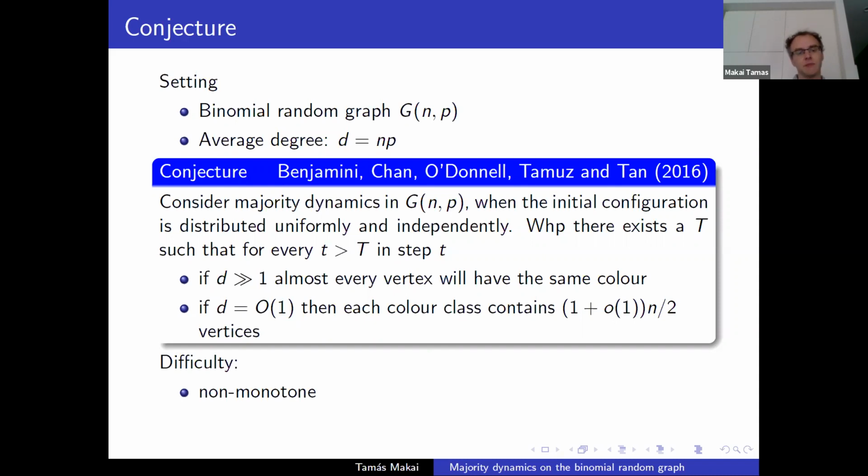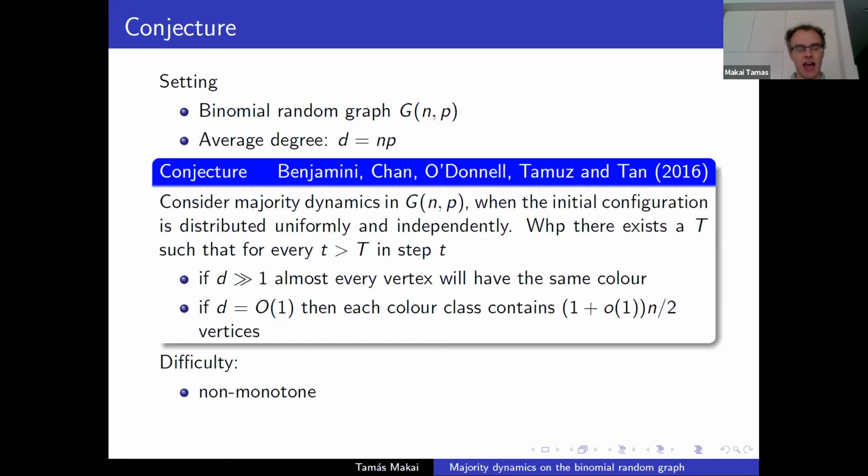The difficulty in proving this conjecture has multiple reasons. The first one is that this is a non-monotone process. It's non-monotone in two senses. First, the color of a vertex can change multiple times. And the second one is that if one considers the graph property that, starting out from an initial configuration, I end up in a configuration where almost every vertex has the same color, this is non-monotone.